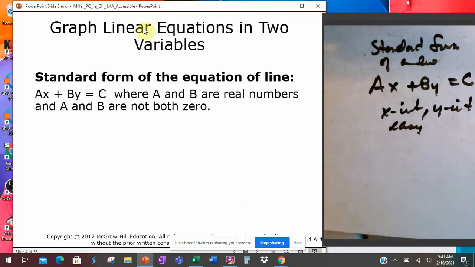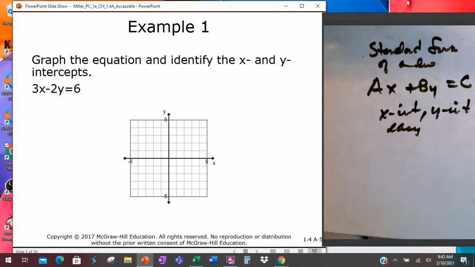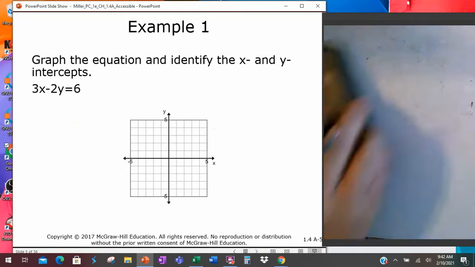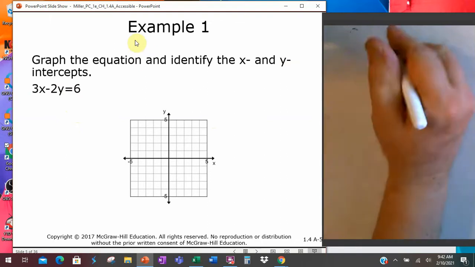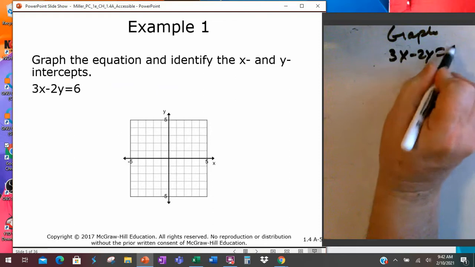Okay, so let's go through and take a look at some of these things and see what they look like. Graph the equation and identify the x and y intercepts. If you're given it in the standard form, getting the graph is one thing, and then there's another step I'm going to throw in: I want that other form of just y as some function of x. So let's do two things at the same time. Graph 3x minus 2y is equal to 6.